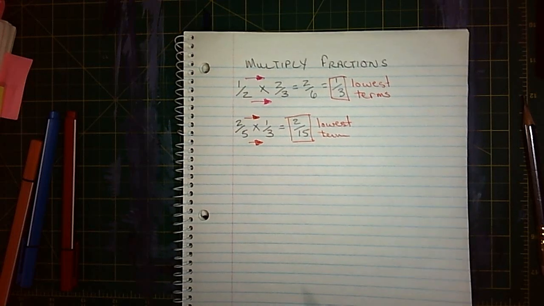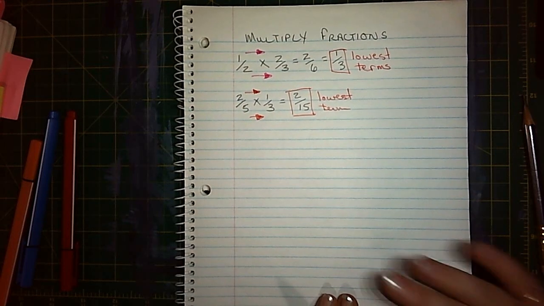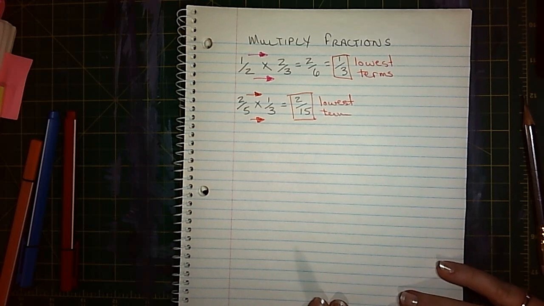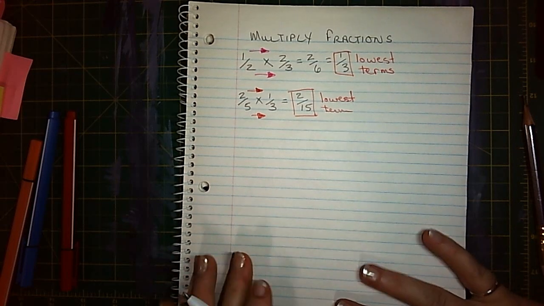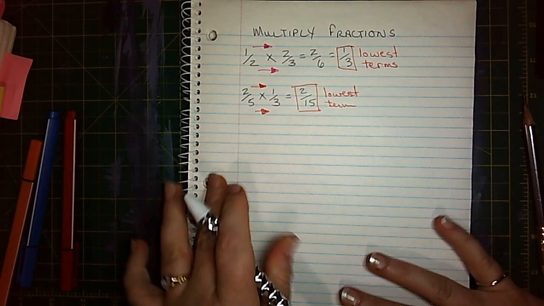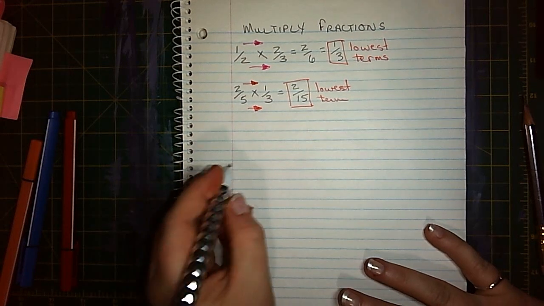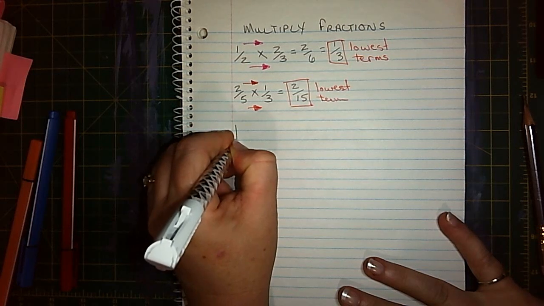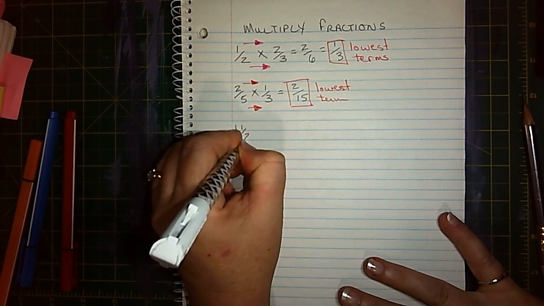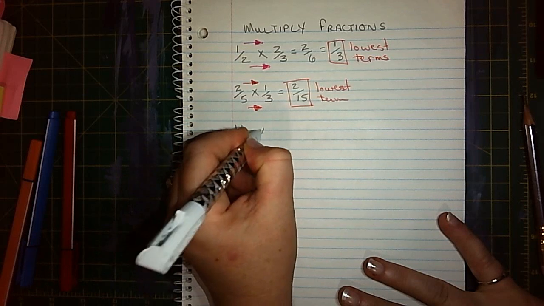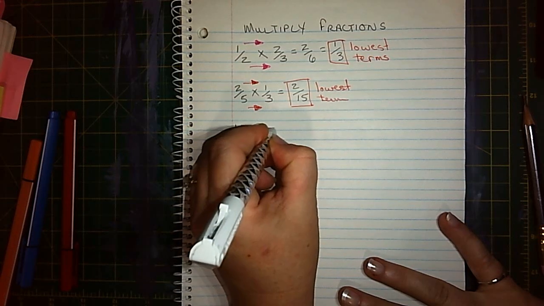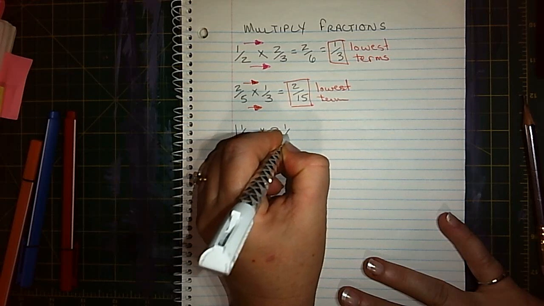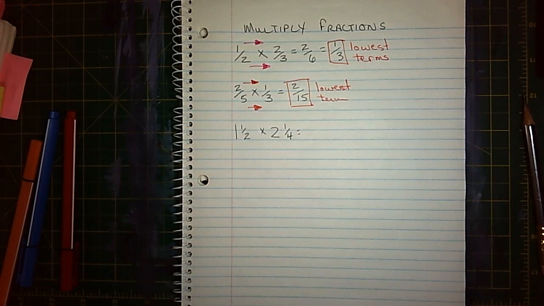So that's our straightforward proper fractions. What if we had some mixes? Let's try 1.5 times 2.25.